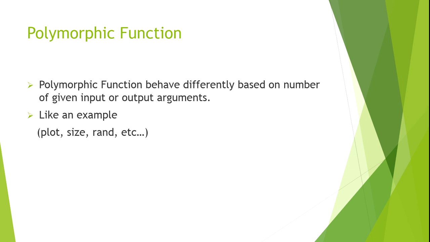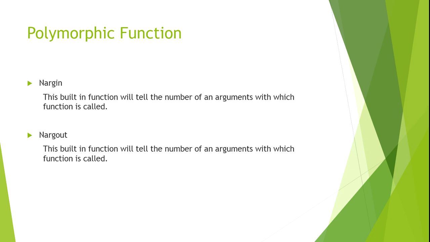You can do this by using two MATLAB built-in functions. One is nargin and second is nargout. The nargin function will tell you the number of input arguments given to the function or program by a user, and nargout will tell you the number of output arguments.